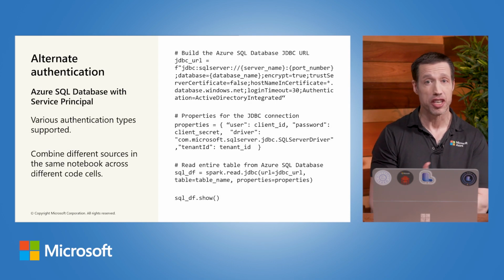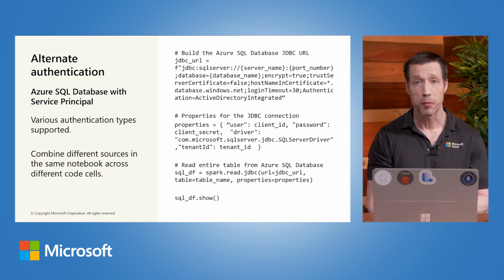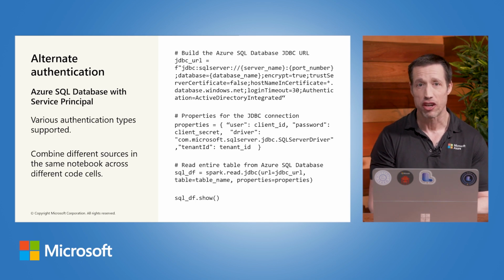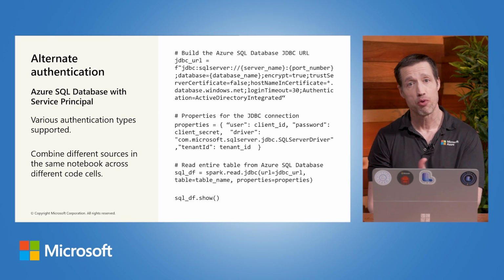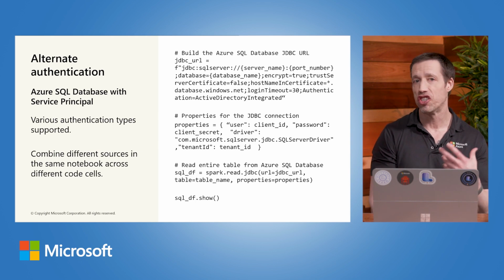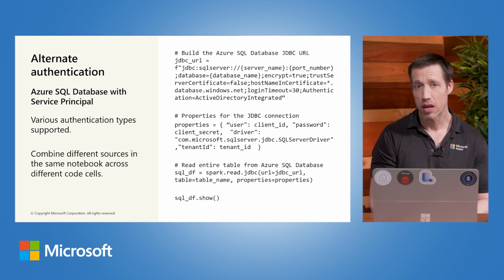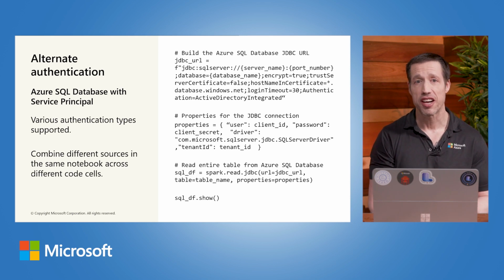To connect to Azure SQL Database, you can use a service principal, which in essence is like your detective badge. It's an identity with permissions attached to it. Then you can build a Java database connection, or JDBC URL, which is a generic Java database connector. You can also use different authentication types depending on the source and security requirements. Once you connect to a source, you can read the data into a Spark data frame and manipulate it as you need.